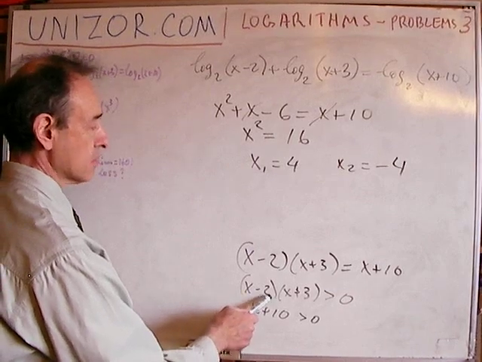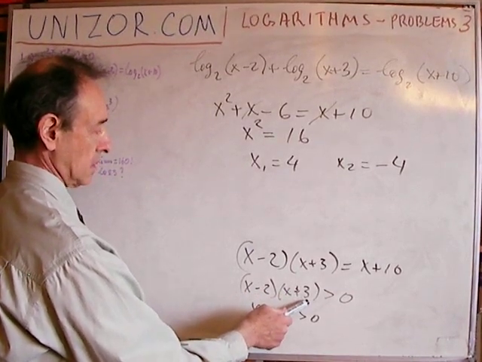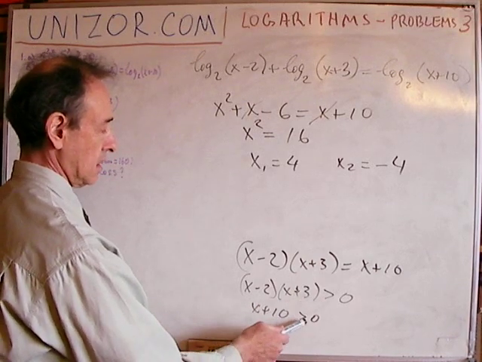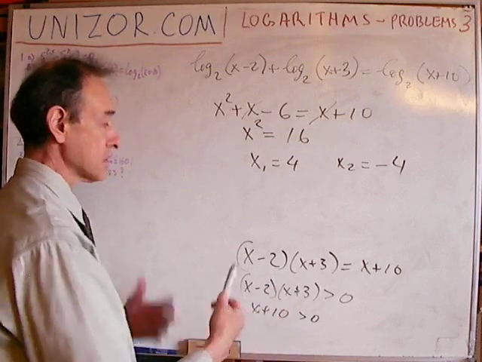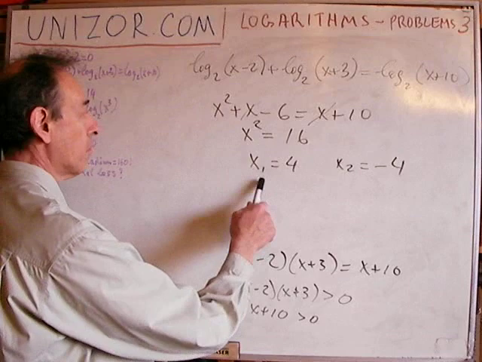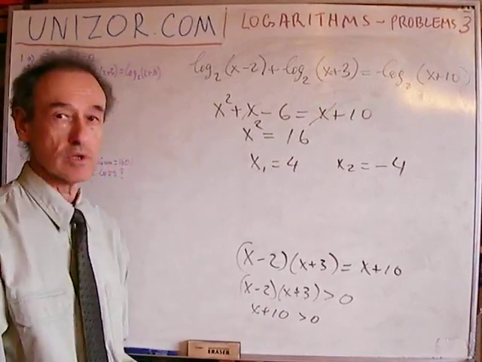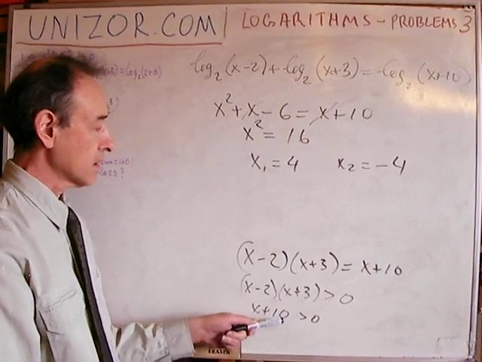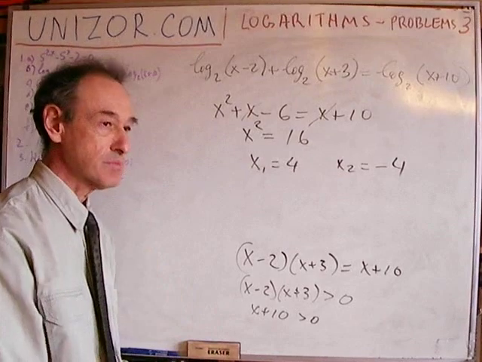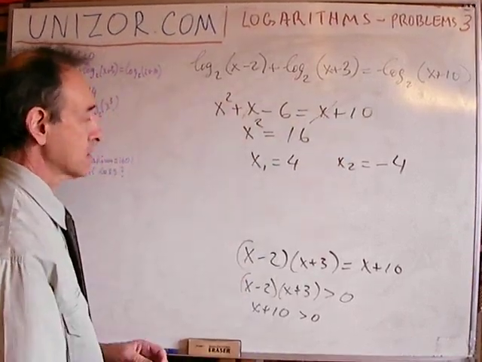minus 4 minus 2 is minus 6 times minus 1. It's 6. And x plus 10 is also 6. So it's also fine. So in both cases, both roots of this equation, both solutions, are satisfying these conditions, these inequalities, which must be applied to make sure that the whole logarithm makes sense.